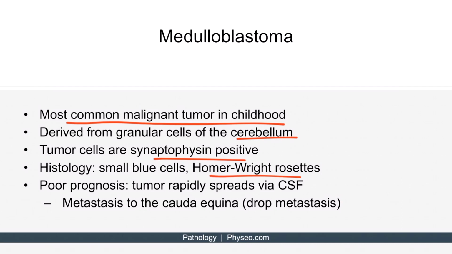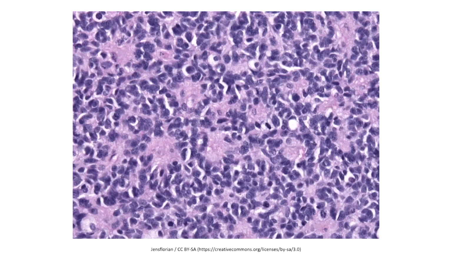Finally, medulloblastoma has a poor prognosis because the tumor rapidly spreads via CSF. In particular, when it metastasizes to the cauda equina, it's called drop metastasis. Here's a histological image of small blue cells with Homer-Wright rosettes. Notice the grouping of these small blue cells around the central region, for example, right here.